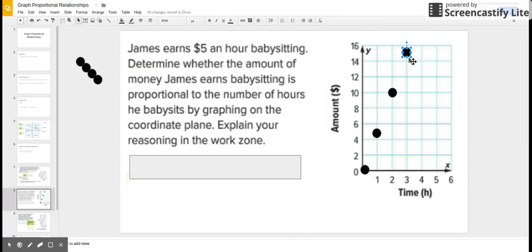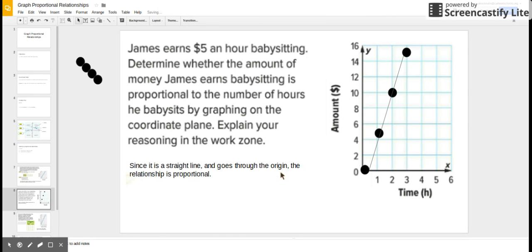So once you plot these points, you're just going to draw a line to connect the points. So here, I'm just going to draw a line to connect my points. All right, is this a straight line? Yeah, it is. Minus this little piece over here, but that's because I can't draw right on the Chromebook. So yes, it is a straight line, and yes, it goes to the origin. So since it's a straight line and it goes to the origin, the relationship is proportional.